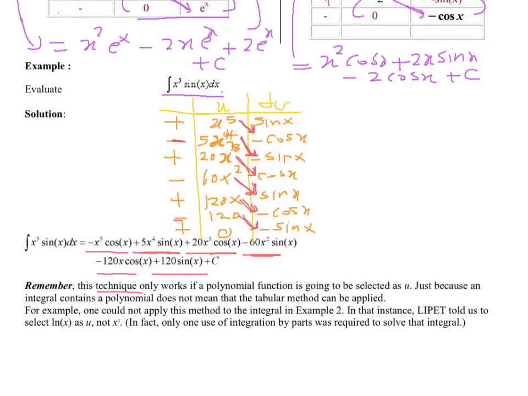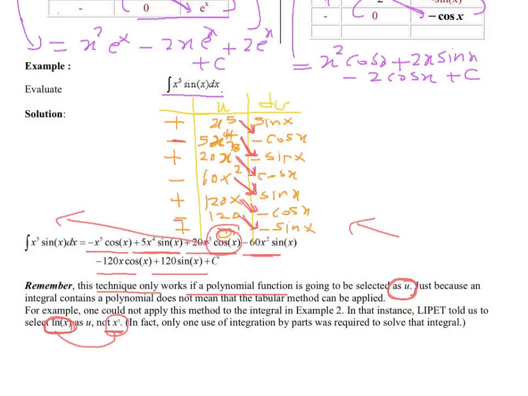Remember, this technique only works if a polynomial function is going to be selected as u, because it will become 0 at the end. This is a 0. It's very important to remember that you cannot use it when you have x cubed with ln x. Because when you have x cubed with ln x, we don't take u as x cubed, we take u as ln x. So this method is used only if we are going to take u as x to the power, because when we differentiate it will become 0 at the end.